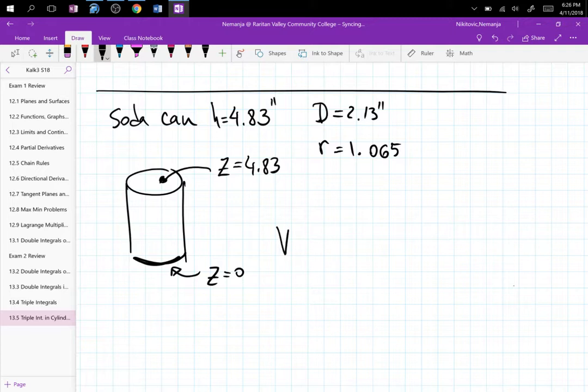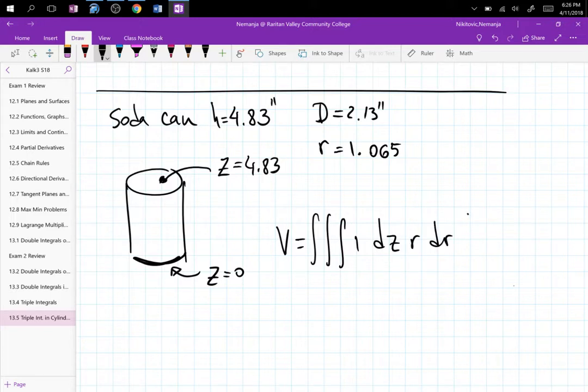So now to find the volume of this, I will crank my triple integral. I have my dz r dr d theta, right? Z is going to go from 0 to 4.83. R is going from 0 to 1.065, and 0 to 2 pi on the outer integral, because I want the entire soda can. Now you can cut it in half and then you will have half of it and so on.